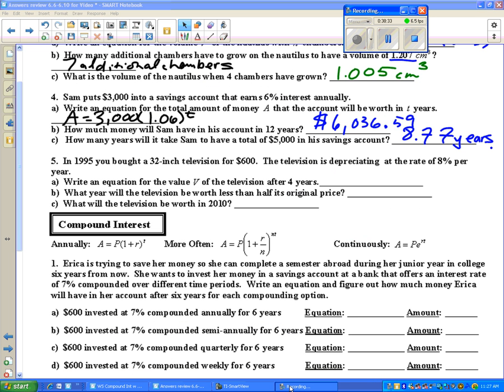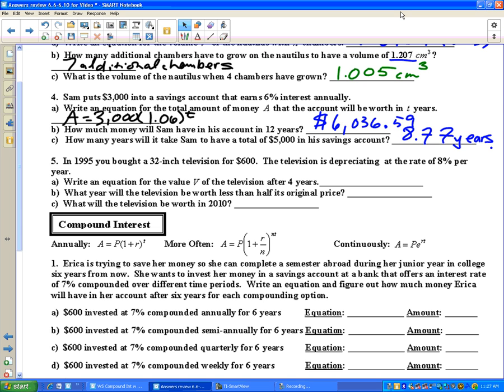Number 5. Let's see, where are we? We're at 38 minutes. Okay. Number 5. In 1995, you bought a 32-inch television for $600. The television is depreciating at a rate of 8% per year. Write an equation for the value V of the television in 4 years. Again, this is depreciation. So y is equal to a times 1 minus the rate to the t power. So write the equation for the value V of the television after 4 years.